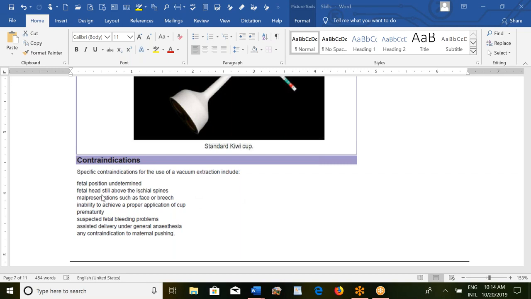Fetal position is undetermined, fetal head still above the ischial spines, malpresentations such as face or breech, inability to achieve a proper application of the cup, prematurity if the baby is less than 34 weeks, suspected fetal breathing problems, and assisted delivery under general anesthesia because you need maternal efforts.